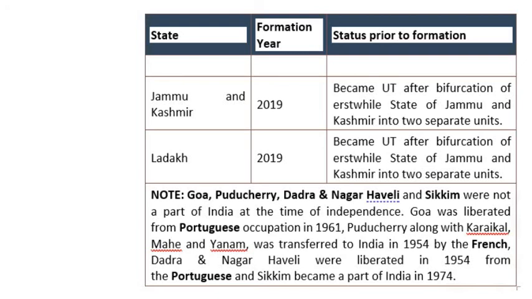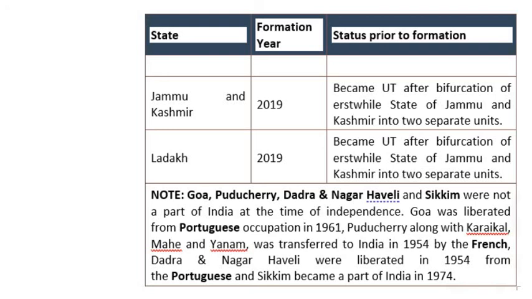Here we have a note: Goa, Puducherry, Dadra and Nagar Haveli and Sikkim were not a part of India at the time of independence. Goa was liberated from Portuguese occupation in 1961. Puducherry along with Karaikal, Mahe, Yanam was transferred to India in 1954 by the French. Dadra and Nagar Haveli was liberated in 1954 from the Portuguese, and Sikkim became a part of India in 1974. So that was all about the states and the status prior to the formation.